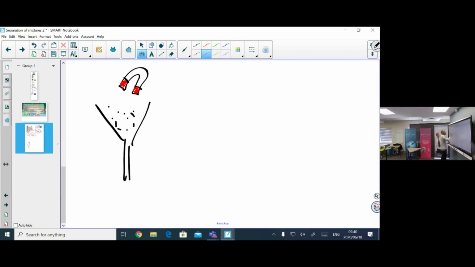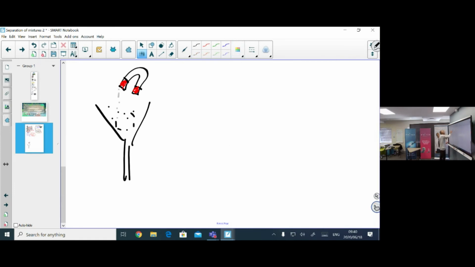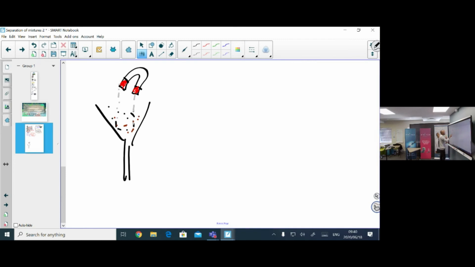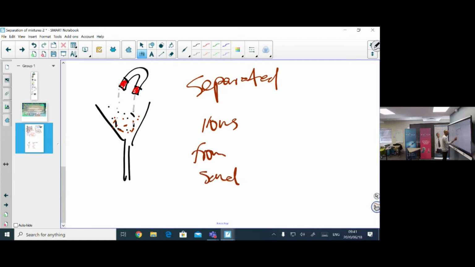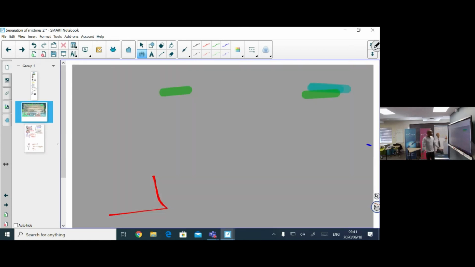So in this case, the iron will be attracted towards our magnet whilst the sand remains at the bottom. And in that way, we have separated our solids, our iron from sand, because we know that iron is, yes, you guessed it, of course, magnetic. So now we have sand and iron separate.